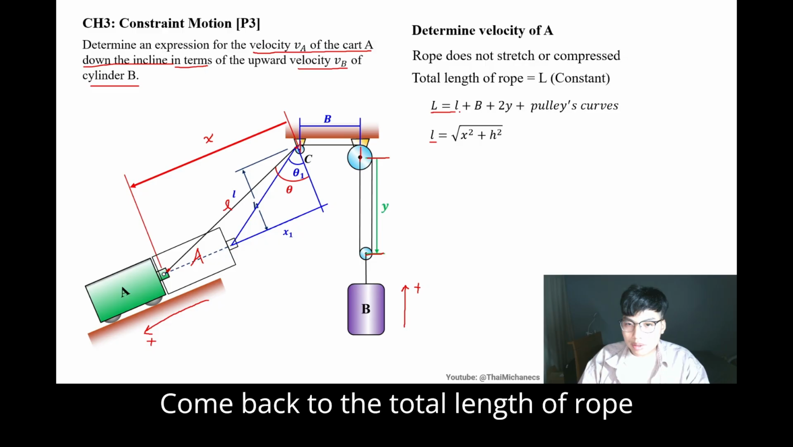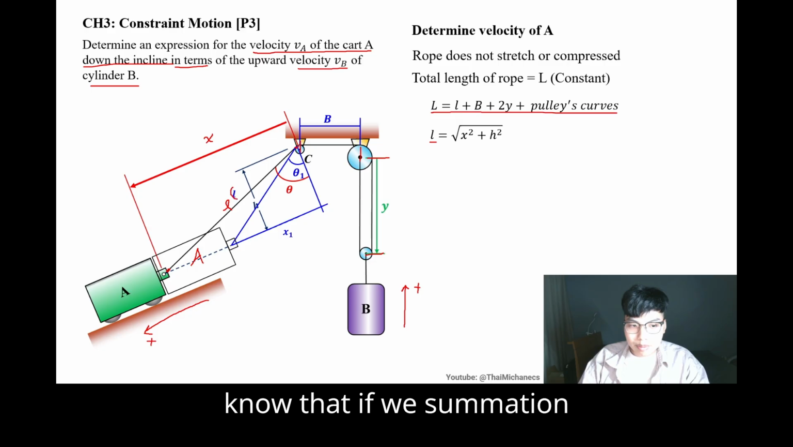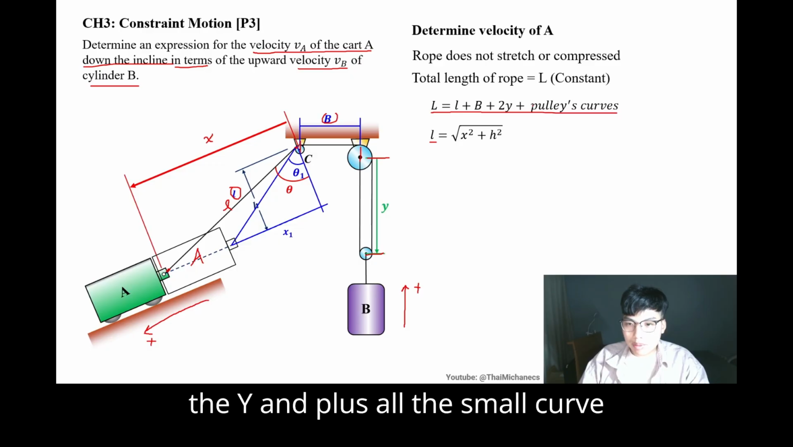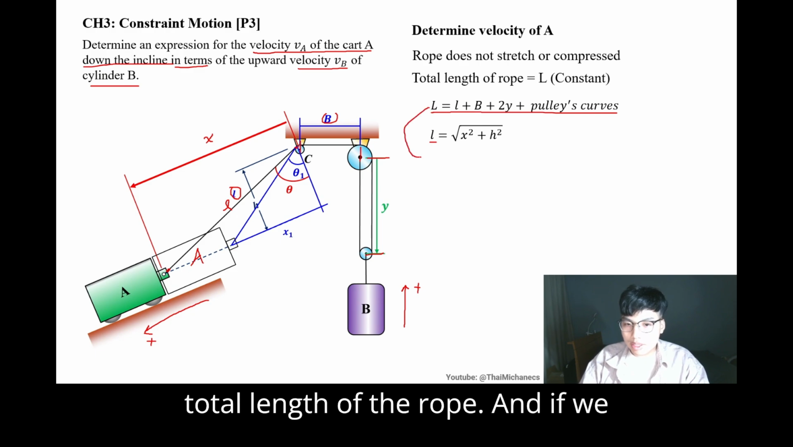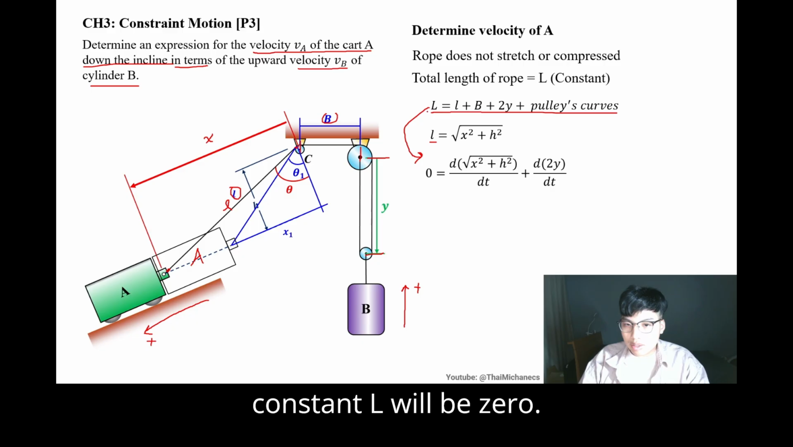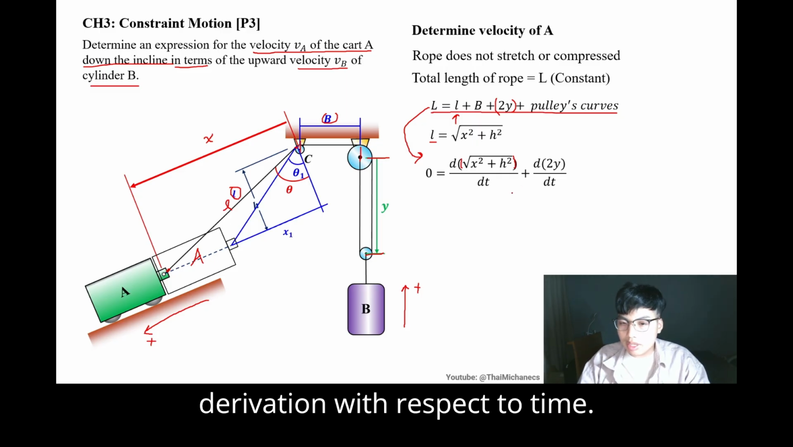Now come back to the total length of rope equation. We already know that if we sum l, b, and 2y, and plus all the small curves of the pulleys, you will get the total length of the rope. If we differentiate it, the constant becomes 0. The l is substituted here in this bracket, the derivative with respect to time, plus the derivative of 2y with respect to time.